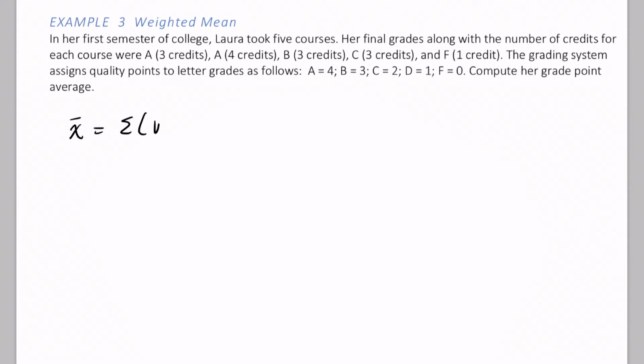So we want a weighted mean, and the formula for that is the sum of the weights times the quality points divided by the sum of the weights. And the weights are how much each class is worth. So the credits, at our school we call them units. Let me label that credits. So she has a 3-credit class, a 4-credit class, a 3-credit class, a 3-credit class, and a 1-credit class.